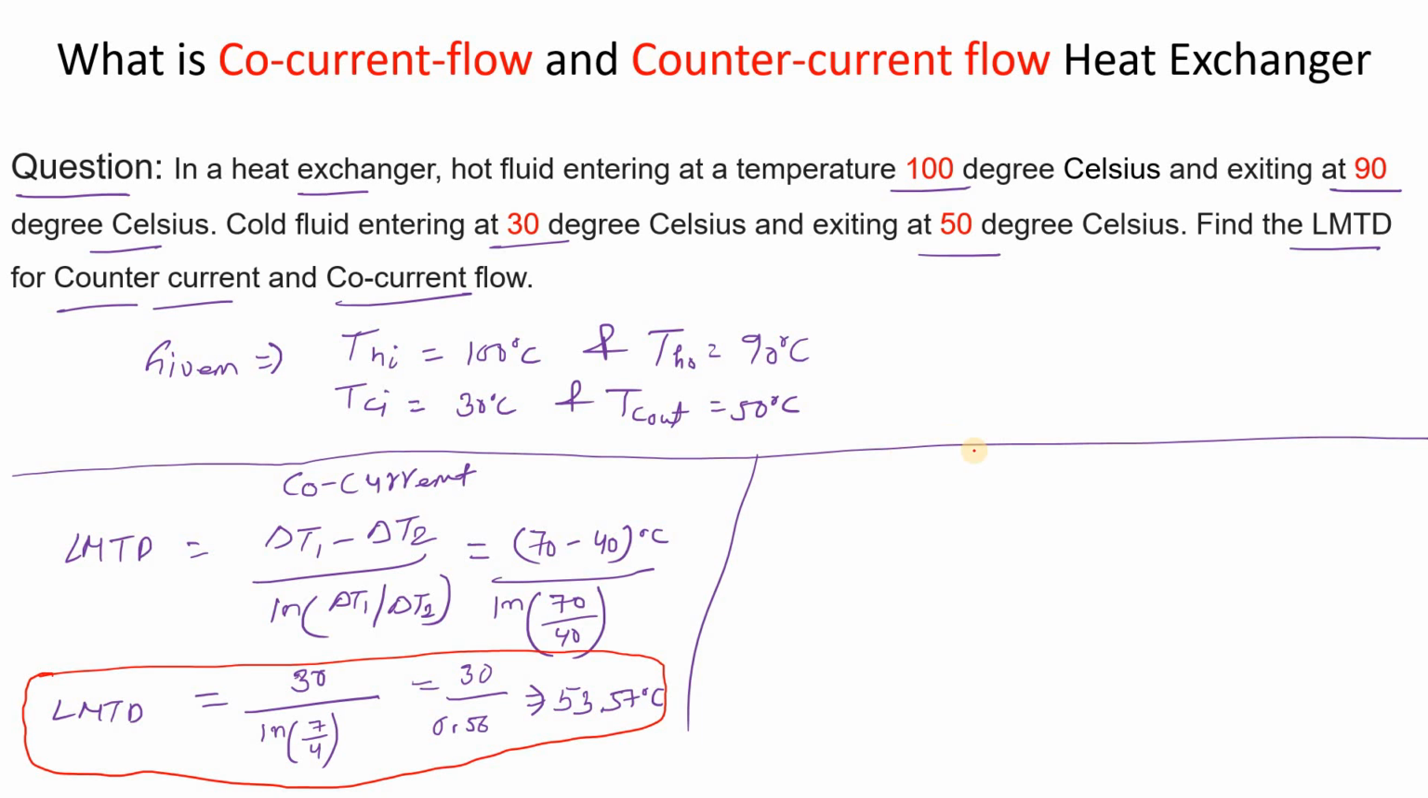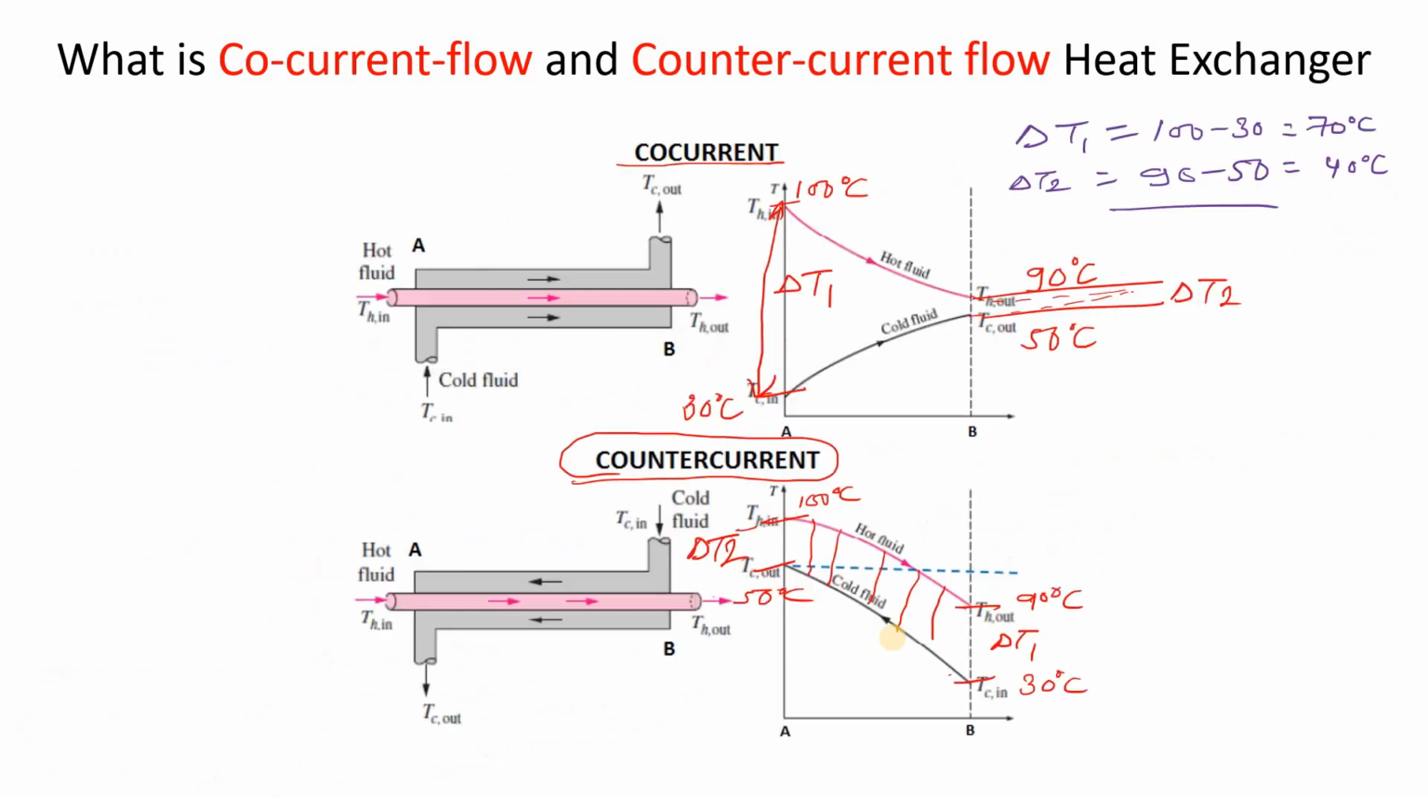Now let's take the example for the counter current, right? For the counter current, the formula will be the same: delta T1 minus delta T2 divided by ln delta T1 by delta T2. Please solve by your own so that you could also learn how to calculate delta T1 and delta T2, and make sure that you do not make a mistake in a unit. That is very important in the engineering discipline.